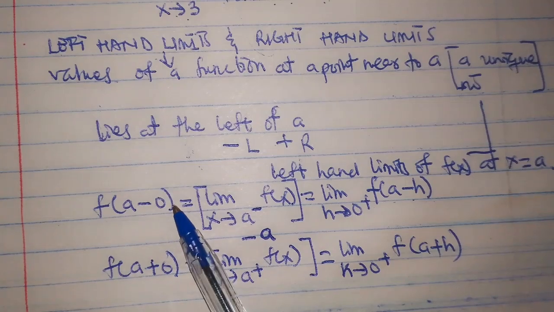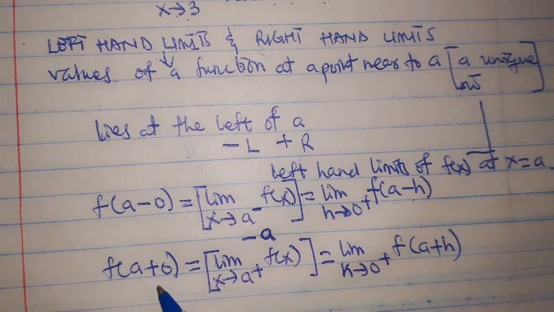So if we evaluate this one to be 0, we simply get f of a minus 0. Now here, we simply get f of a plus 0.